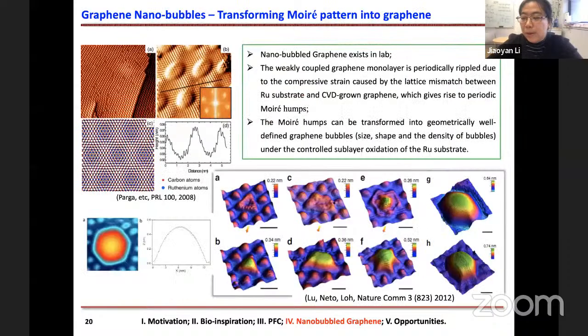In fact, the nanobubble graphene is not just our imagination. It has been fabricated in the lab. In 2010, people already found that the weakly coupled graphene monolayer is periodically rippled due to the compressive strain from the lattice mismatch between the ruthenium substrate and the CVD grown graphene, which gives rise to periodic moiré humps.